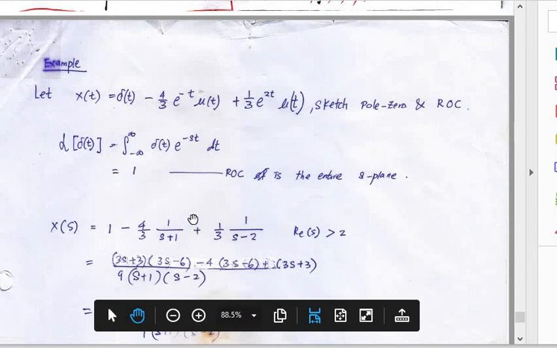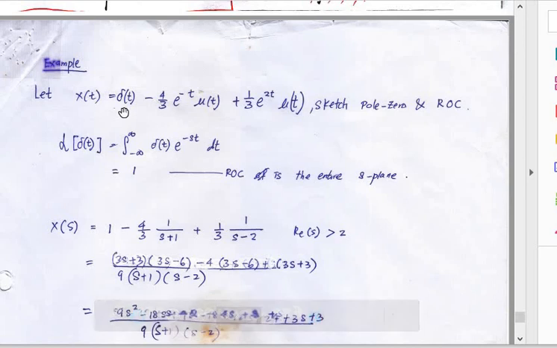And last but not least, this is another example. If you have delta t, and delta t with u(t), you have to sketch the poles, zeros and the ROC. As you know, the Laplace transform of delta t is equal to 1, because delta t only has a value at t equal to 0. So the ROC is the entire s-plane.